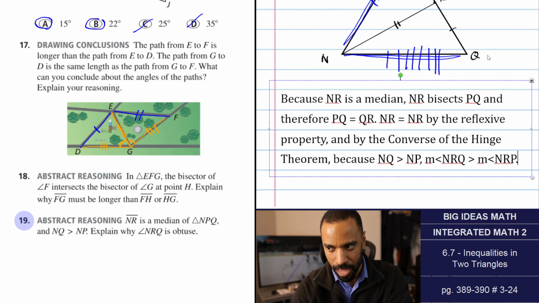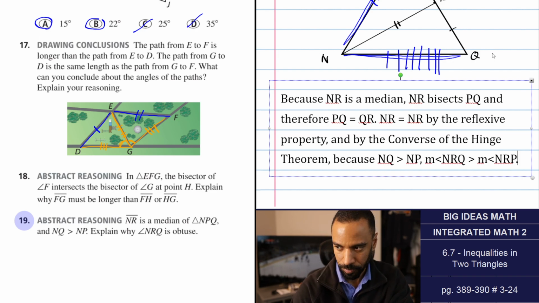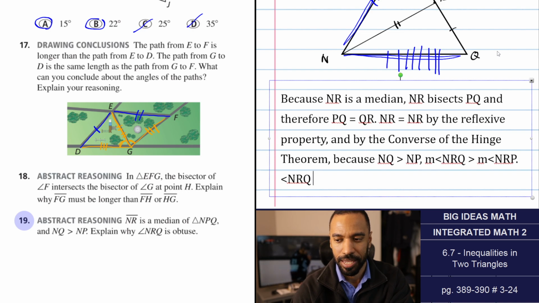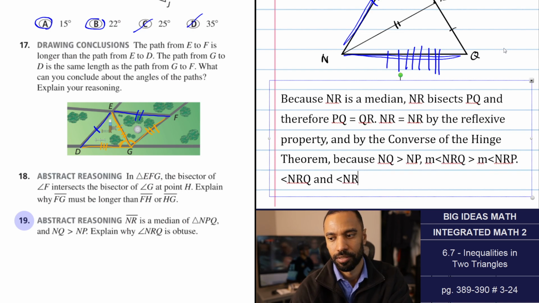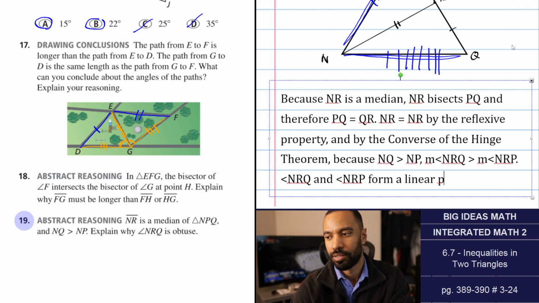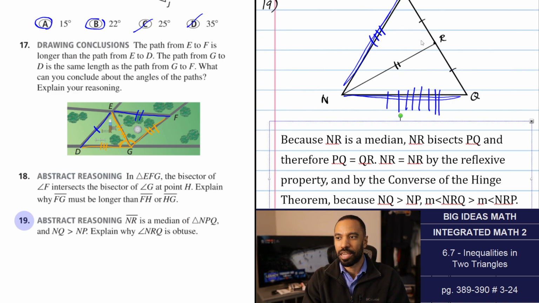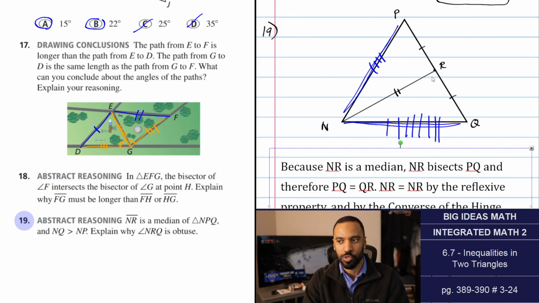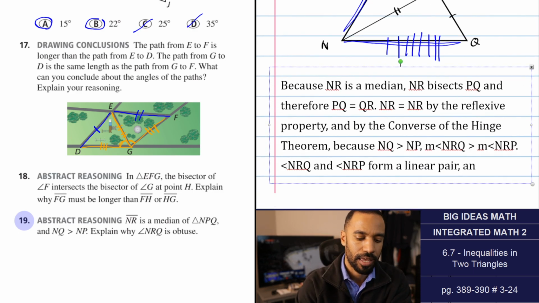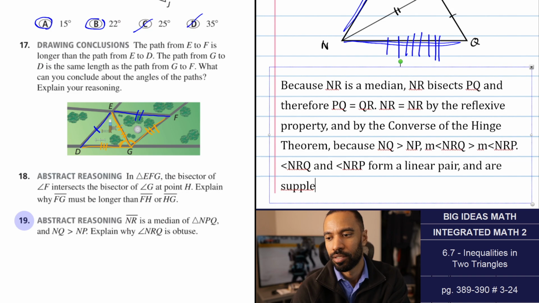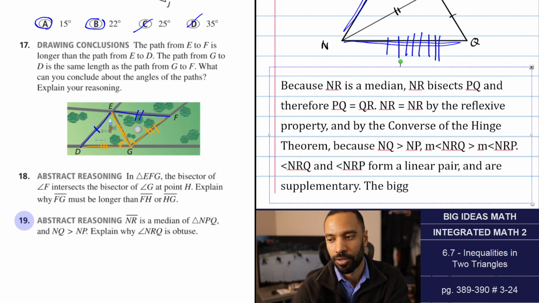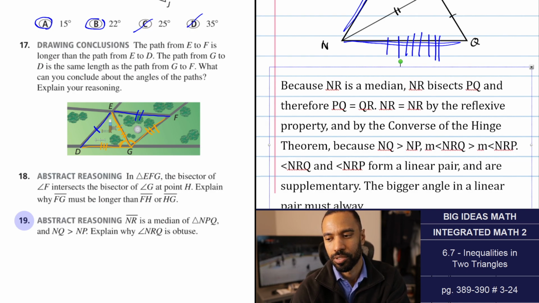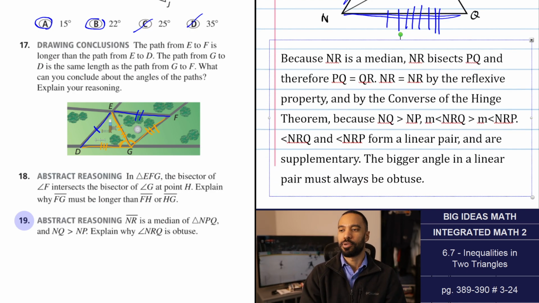Now, they didn't say, how do we know that one's bigger? They said, how do they know it's obtuse? Angle NRQ and NRP form a linear pair. Right? They're angles that were formed from this median, but they were a straight angle before. I mean, they were the side of a triangle. It was a straight line. They were a straight angle before, and are supplementary. The bigger angle in a linear pair must always be obtuse. I mean, think about that part, right? It must always be obtuse.